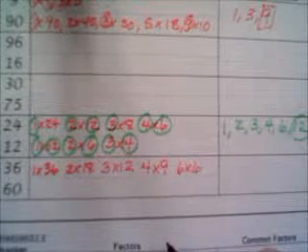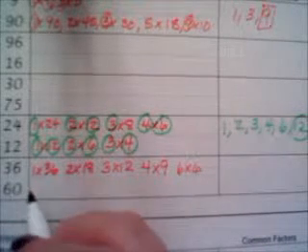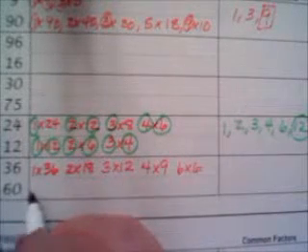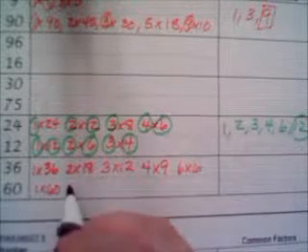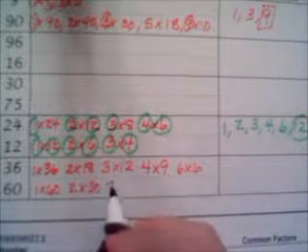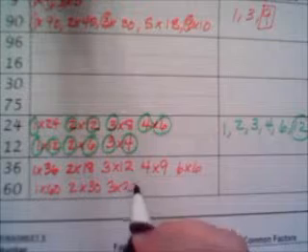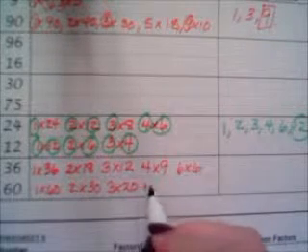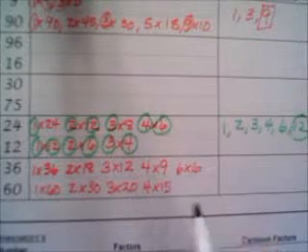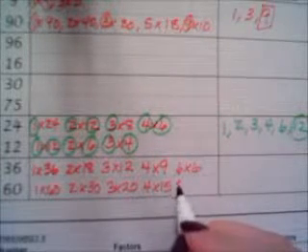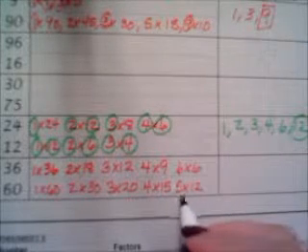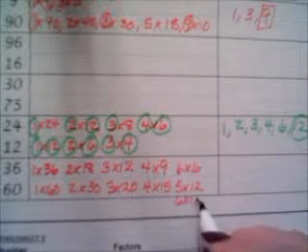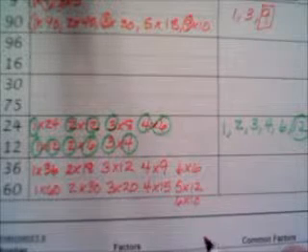Okay? All right. What can we multiply to get 60? We can multiply 1 times 60. We can multiply 2 times 30. We can multiply 3 times 20. We can multiply 4 times 15. We can multiply 5 times 12. And we can multiply 6 times 10. Okay, boy, that's a lot.